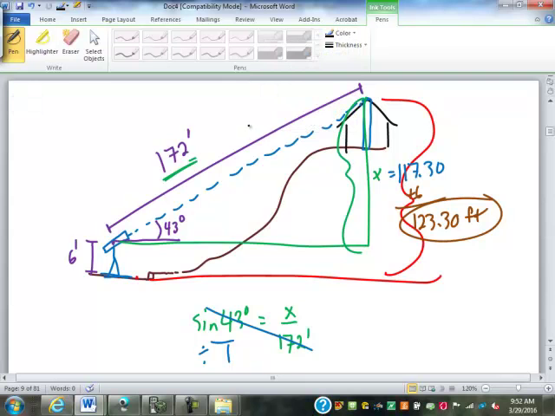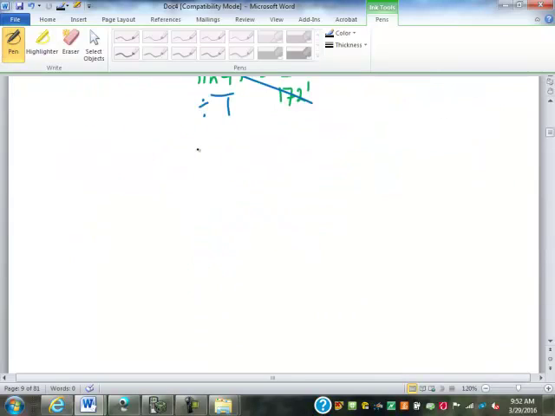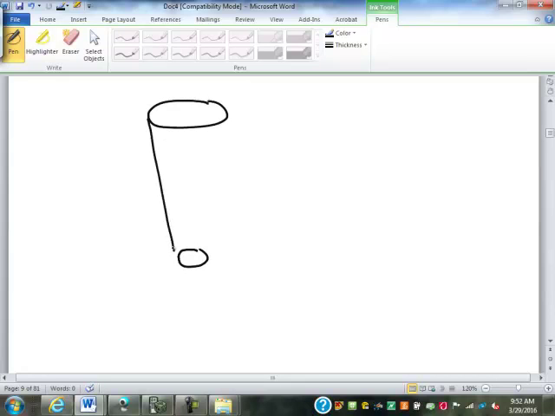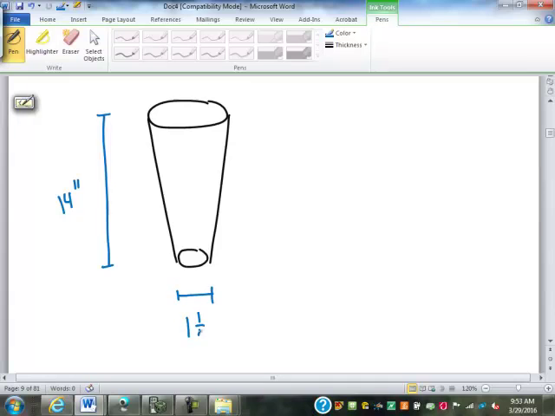Well, finding those triangles was relatively simple, but it can be more difficult. Let's say you are making legs for a coffee table. These coffee table legs are 14 inches high. The bottom has a 1 1/4 inch diameter. The top has a 2 3/4 inch diameter.